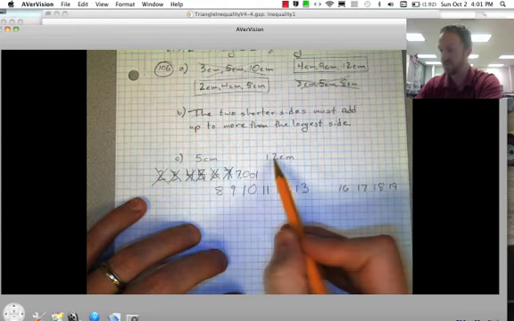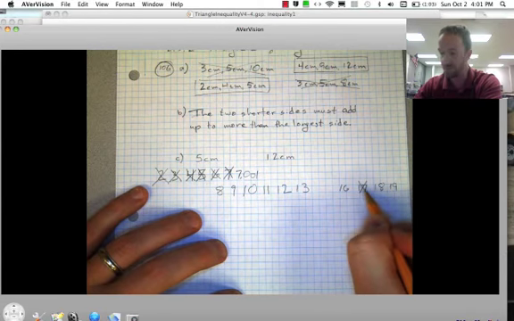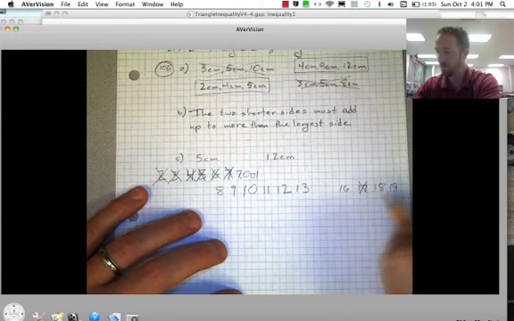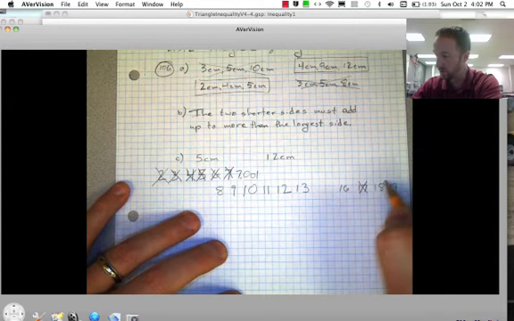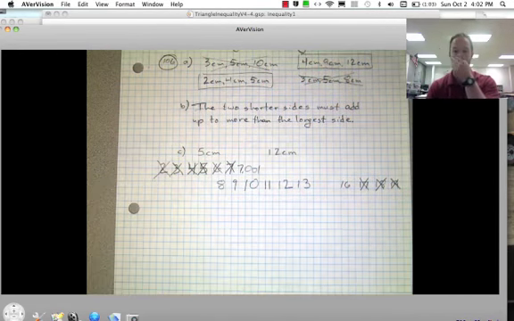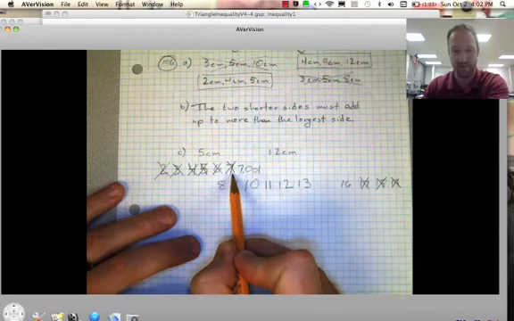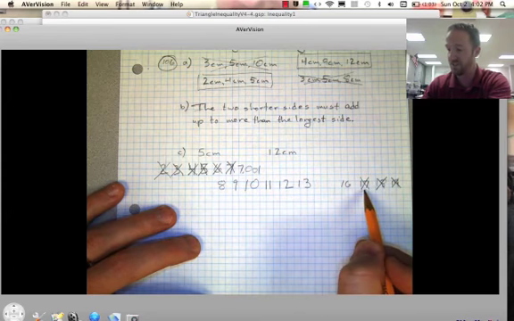Well, 5 and 12 is 17. That's not bigger than 17. So actually, 17 won't work. 5 and 12 isn't bigger than 18. 18 won't work. 5 and 12 isn't bigger than 19. That won't work. And all the numbers bigger than 19, none of those will work either. So those are the values that will work. Numbers that are bigger than 7 and numbers that are less than 17.